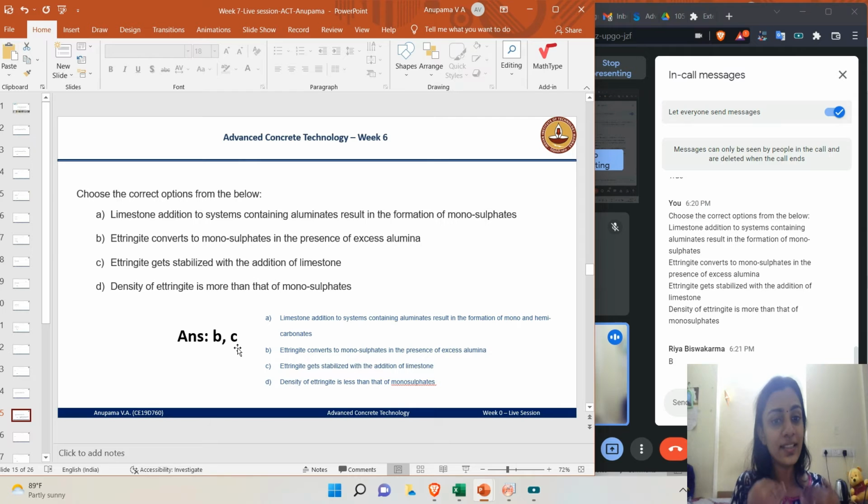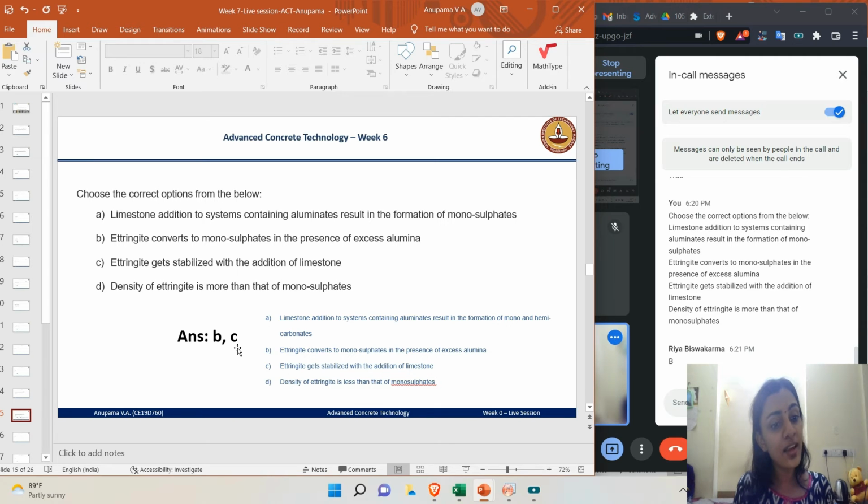Now, ettringite doesn't have any excess alumina to react and form monosulfate, right? Because all the excess alumina or most of the excess alumina has been reacted with limestone. So no longer is the excess alumina available for the ettringite. So it will not convert to monosulfate. It will be stabilized. So ettringite will stay as ettringite itself, or it gets stabilized with the addition of limestone.